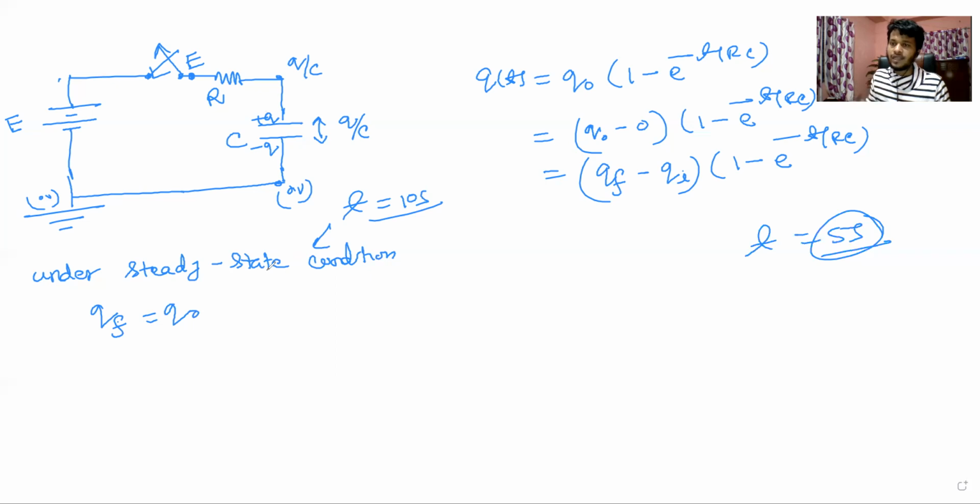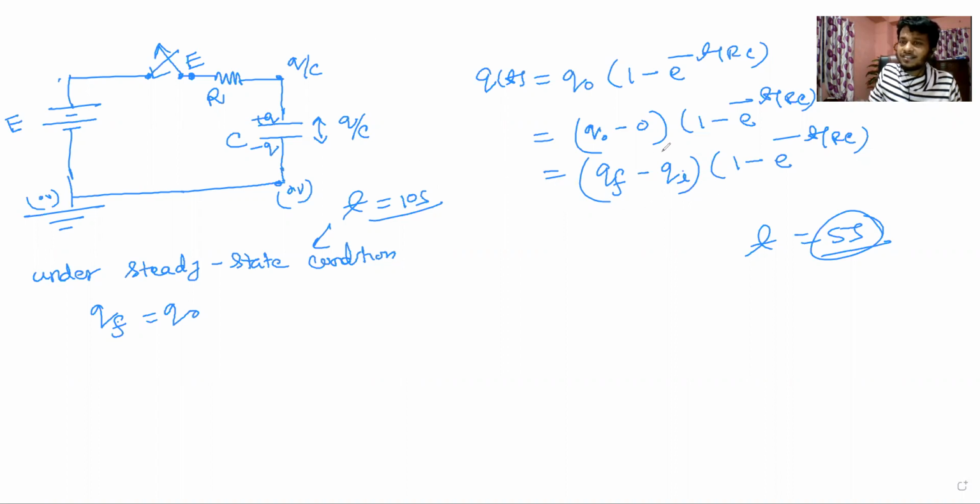Now suppose we know that at time t equals 10 seconds, steady state is reached. And we are talking about time t equals 5 seconds. Then can we write QF equals Q naught? No, sir. When will QF be equal to Q naught? When the steady state condition of the capacitor is reached.